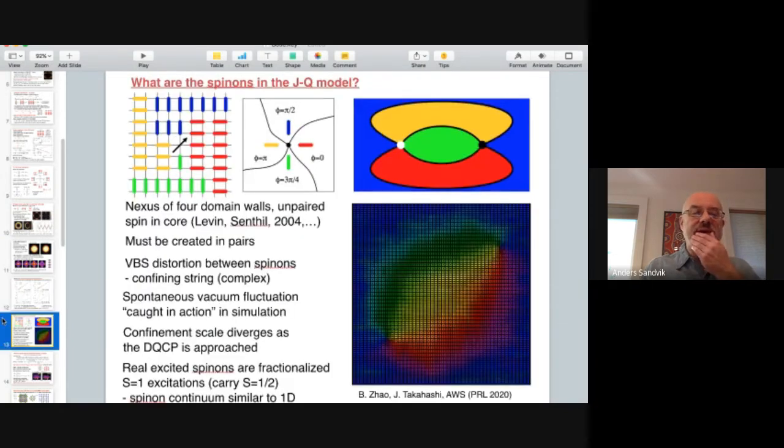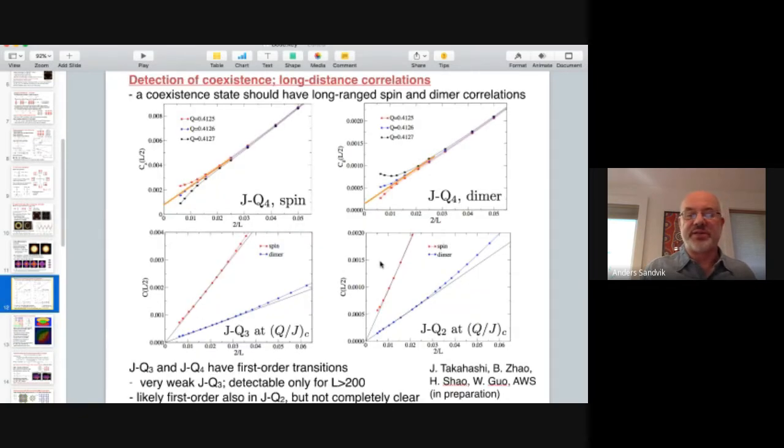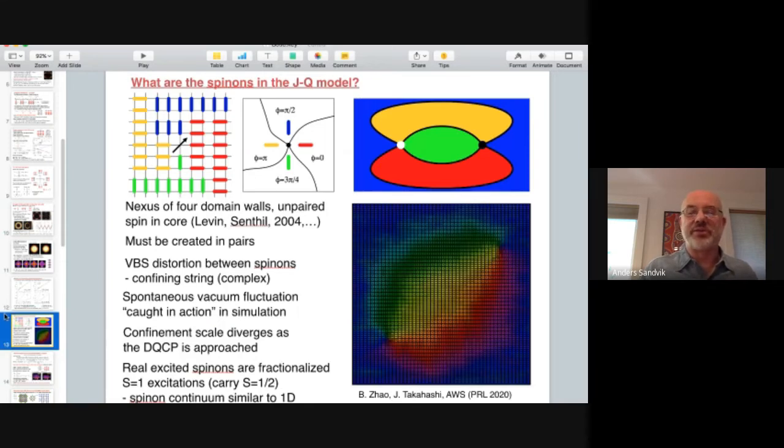Now let me talk about Spinons, and one important aspect here, which is Arnab's question before. If this JQ2 model happens to be weakly first order, is the whole concept of deconfined criticality dead or not? And I would strongly suggest it's not. So let me try to talk about the Spinons.